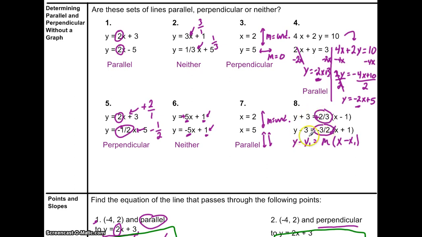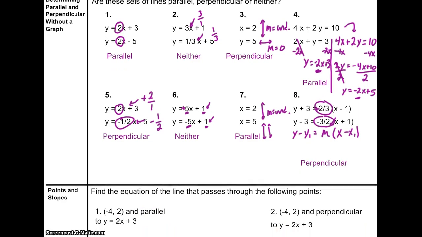Remember, nothing else matters here, only the slope when you're talking about parallel and perpendicular. And since the slopes are opposite reciprocals, that means they'll be perpendicular to each other. Now that we've had a little bit of practice, let's move on to the next section.